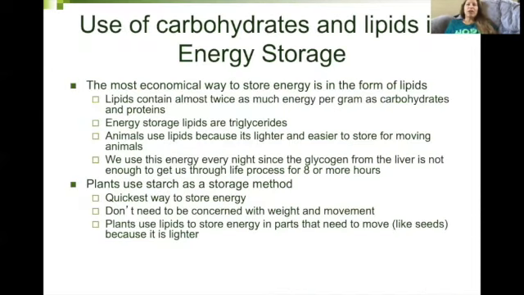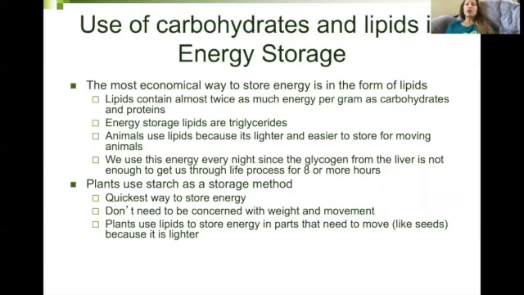All right, so use of carbohydrates and lipids as energy storage. The most economical way to store energy is as a lipid. Contains, like I said, twice as much energy per gram as a carb and a protein. Energy storage lipids are triglycerides, and we're going to store these lipids because they're light and they're easy to move. You don't want a lot of extra weight on your body because you have to move from place to place. We use this energy every night since glycogen from the liver is not enough to get us through a gap of 8 hours or more between meals.